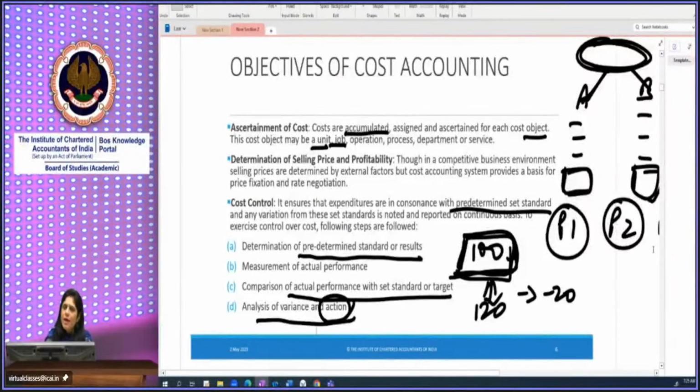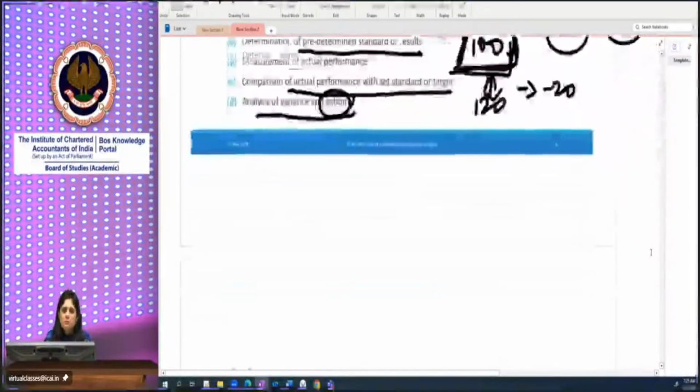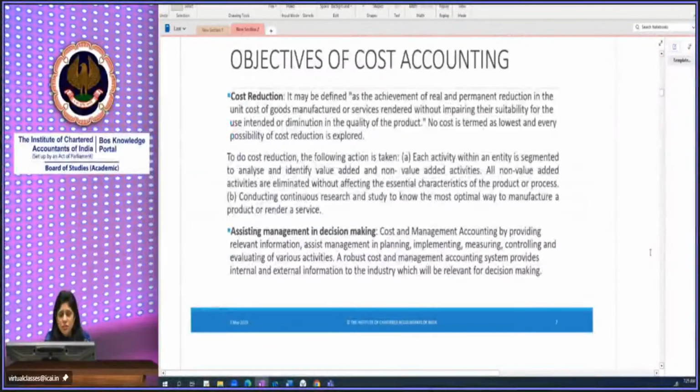All right. So I hope you must have understood so far. So ascertainment of cost, determination of selling price and profitability, cost control, and then, of course, cost reduction. Now, what is cost reduction? Remember, cost reduction is always with respect to unit cost, cost per unit. We have to make a permanent reduction in per unit cost. There is no standard set, but we have to look into the production process. Cost reduction goes for a permanent reduction in the unit cost. Unit cost means per unit cost.